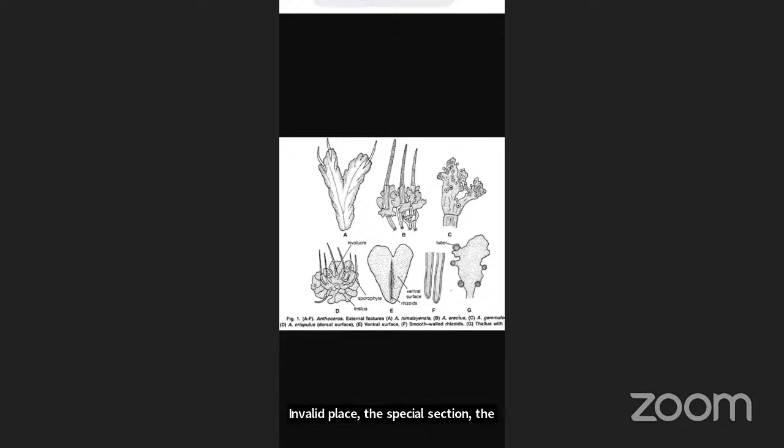The ventral surface bears smooth-walled rhizoids. Tuberculate rhizoids are also present in Marchantia, but here the scales and tuberculate rhizoids are absent in Anthoceros. Internal structure of the thallus.